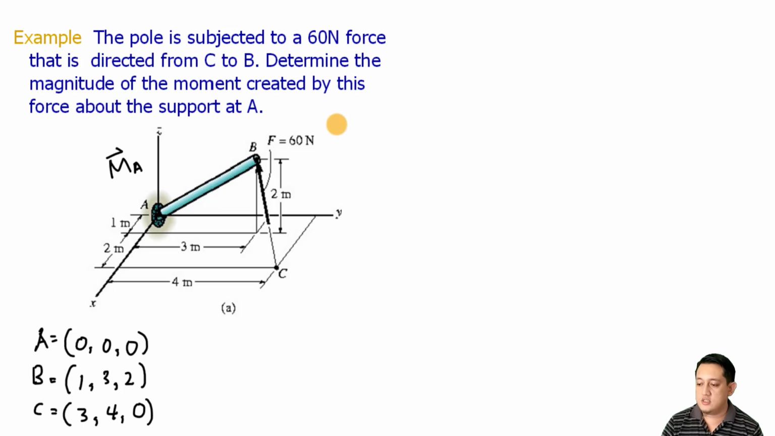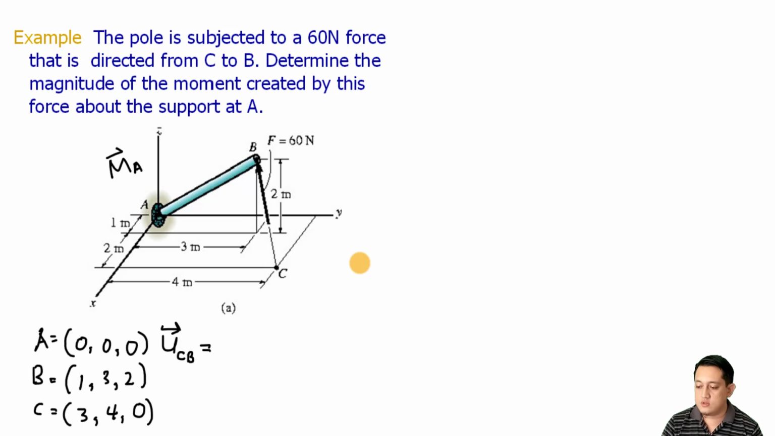To change this 60 Newton into Cartesian vector form, we find the unit vector. Unit vector from where to where? C to B. If you look carefully, the force here is pointing from point C to point B, which is why we use the unit vector from C to B. Let's continue with the calculation.